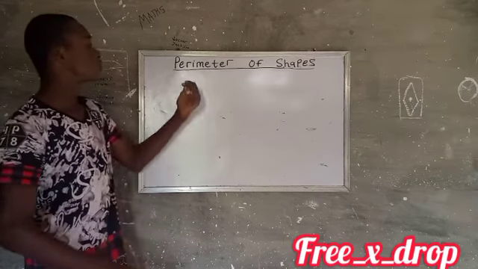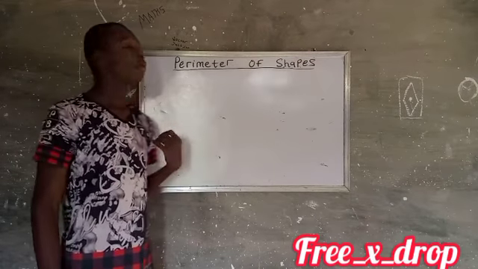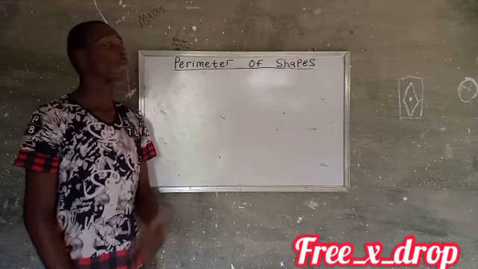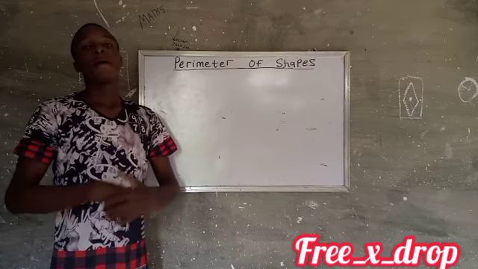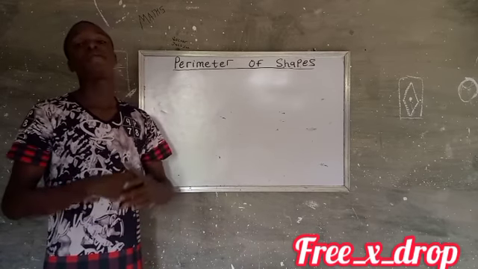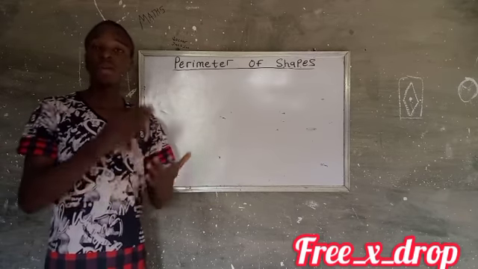So we're going to be moving to this topic quickly, and this is perimeters of shapes. So before we start with any calculation or anything, I would like to explain what perimeter means. So perimeter is the addition of the external sides or length of a particular shape, of any shape at all, either regular shapes or irregular shape.